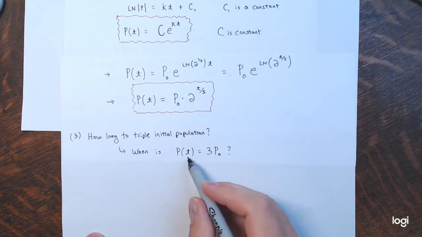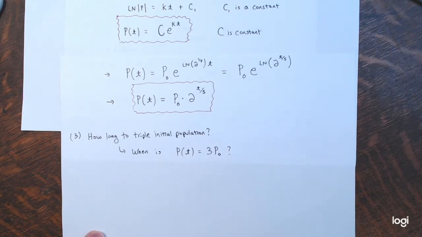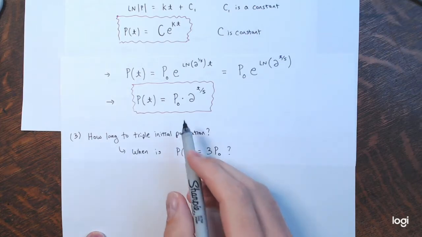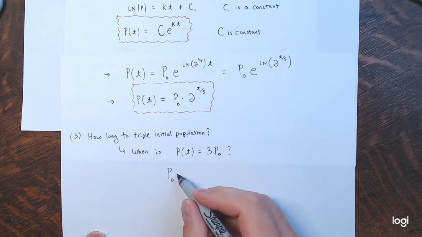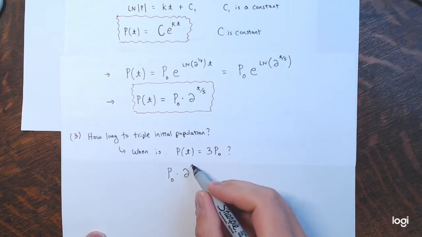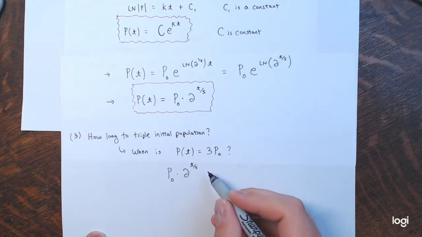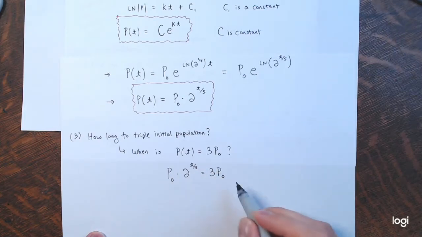And t is in years here. Now be careful, t is in years for this problem, but it might be in days or minutes or months or whatever in other problems. Anyway, so P of t, my model is this. So we're solving this equation, P sub 0 times 2 to the t divided by 5 power equals 3 times P sub 0, and then it's a simple matter of solving an exponential equation.